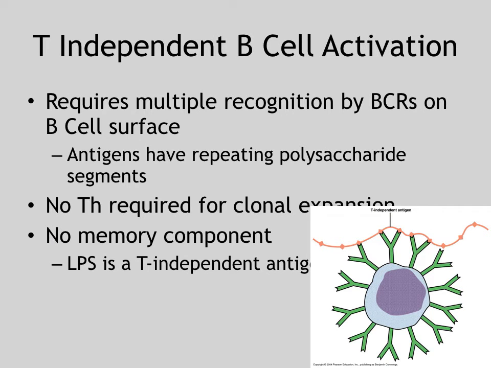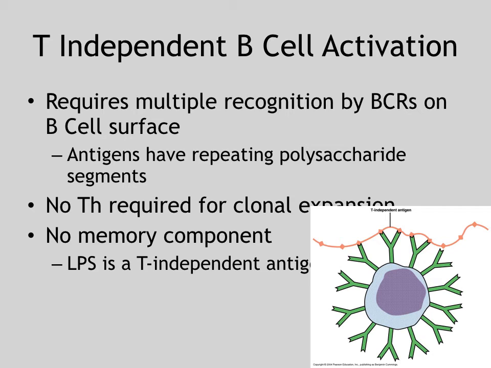Okay, so now we have T-independent cell activation. In T-independent activation, B cells oftentimes have multiple receptors on their surface. And if we have an antigen that is really huge, really big, then that antigen can have multiple tons of epitopes. An example of a T-independent antigen would be the LPS on gram-negative bacteria. It's very long, it's repetitive. There are lots of epitopes on a single copy of that antigenic determinant.